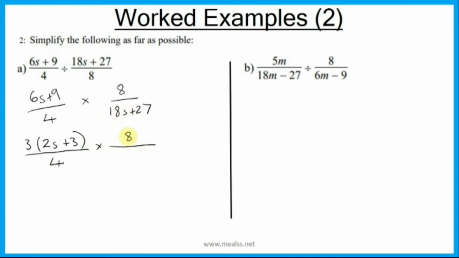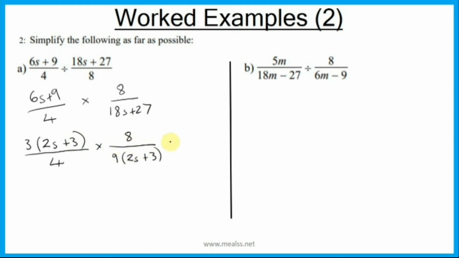So 18 and 27, the common factor of 18 and 27 is 9. 9 times what is 18s? So it's going to be 2s. And 9 times what is positive 27? So it's plus 3. Now remember what I said about the brackets being exactly the same? Well, in this case, as you can see, they are. And that's generally what we're looking for as well.